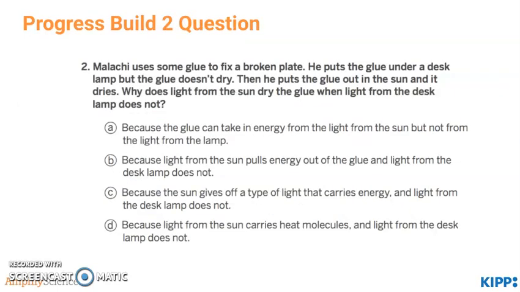Now, let's look at our Progress Build 2 question. Take a minute to complete the question. Click pause and then resume when you are done.